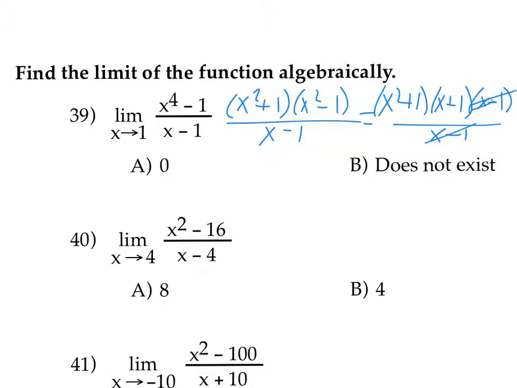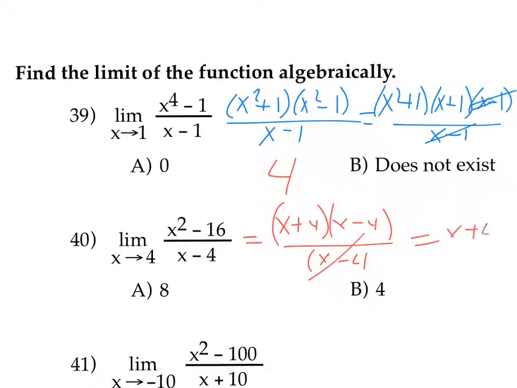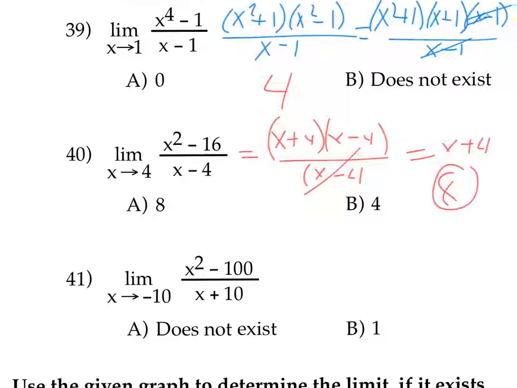At that point, our x minus 1s cancel out. You could have also done that with long division, but that would have been a bit of a force, as you guys like to say. Now, when I plug in 1, I get 1 plus 1 times 1 plus 1, which is 4. For number 40, if I plug in 4, I get 0 over 0, which means the limit might exist. So when we factor that into x plus 4, x minus 4 over x minus 4, the x minus 4's cancel out, leaving just x plus 4. The limit of x plus 4 as x approaches 4, 4 plus 4, is 8.